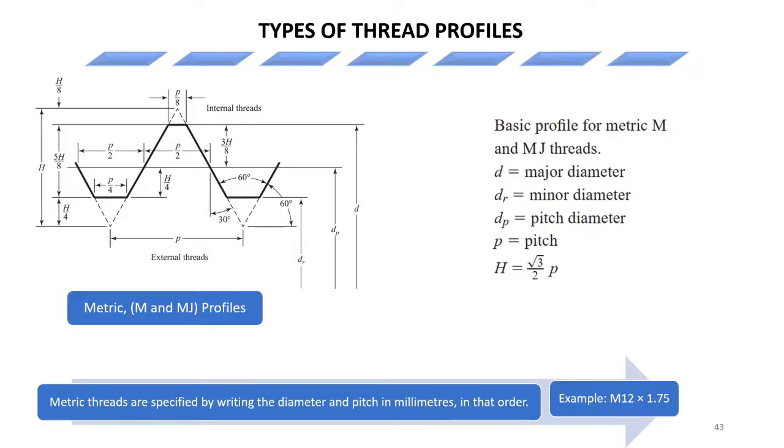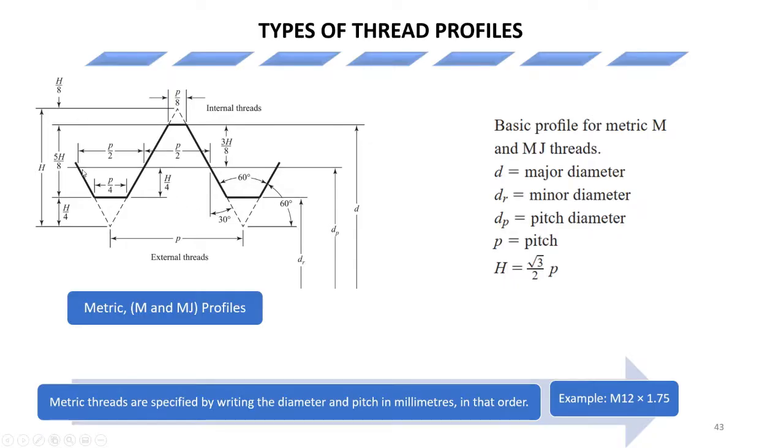All right. Then we are going to look at the profile for threads. Mainly in ISO application, we have the metric thread. So for the metric thread, we have the M and then the MJ profiles. So let's look at this one. This diagram here is showing us the form of a thread.